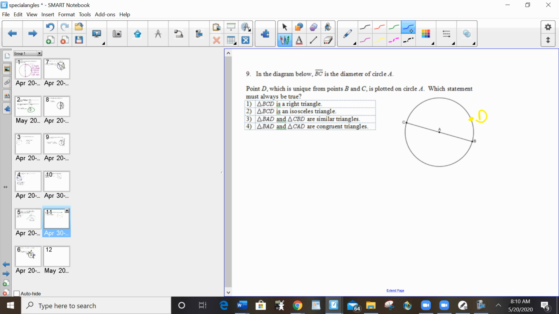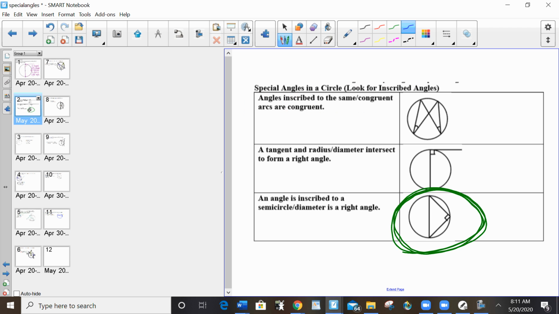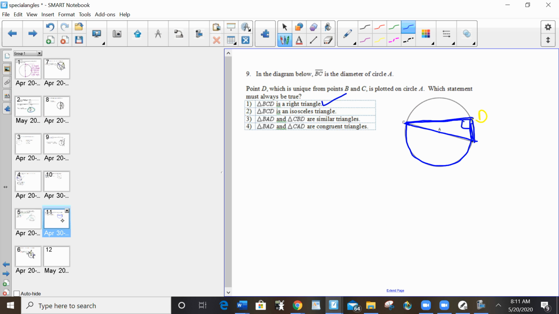BCD is a right triangle. BCD. Is that a right triangle? Well, it's inscribed to BC. BC is a diameter, semicircle, which makes that a right angle, which makes that a right triangle. Yes. Choice 1 is true. It must be a right triangle since D is inscribed to a semicircle. That is this rule right here. Let's go through the rest of the choices.